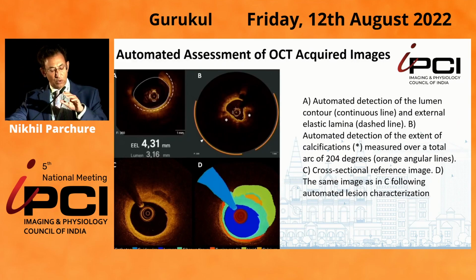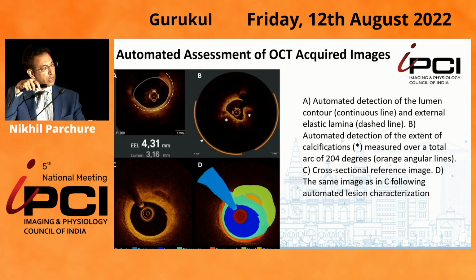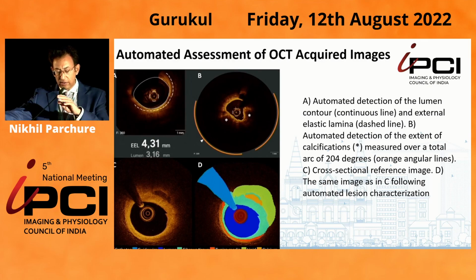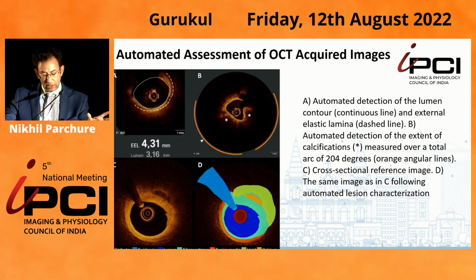The same is true with automated assessment of OCT acquired images in terms of detection of the lumen contour with a continuous line, you can see that, and external elastic lamina in dashed lines. An automated detection of the extent of calcification in B, measured over a total arc of 204 degrees. Cross sections, reference image in D, the same image as in C, automated lesion characterization. So it gives you histology as well, what is lipid, what is fibrous, and all those things.